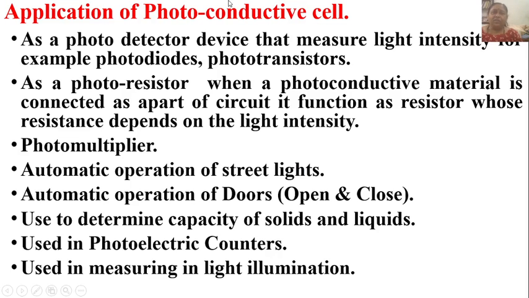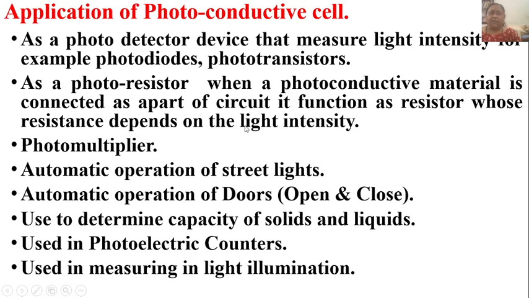Now applications of the photoconductive cell. As a photodetector device that measures light intensity, for example photodiode, phototransistor. Next application, it is used as a photoresistor. When a photoconductive material is connected as part of a circuit, it functions as a resistor whose resistance depends on the light intensity.